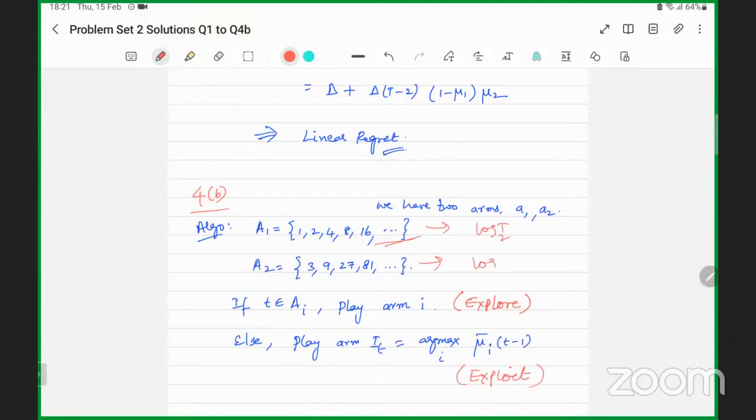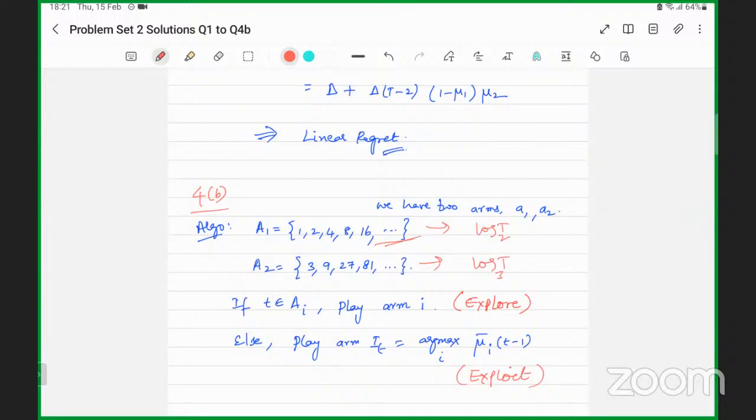Here we'll have log T base 3 entries in the set A2. So these are the slots in which we are doing exploration. In the remaining slots, we are doing exploiting. So we don't know which one we will play in the other slots. In these slots, it depends on the average. But in these two sets of slots, we are deterministically playing arm 1 and arm 2.